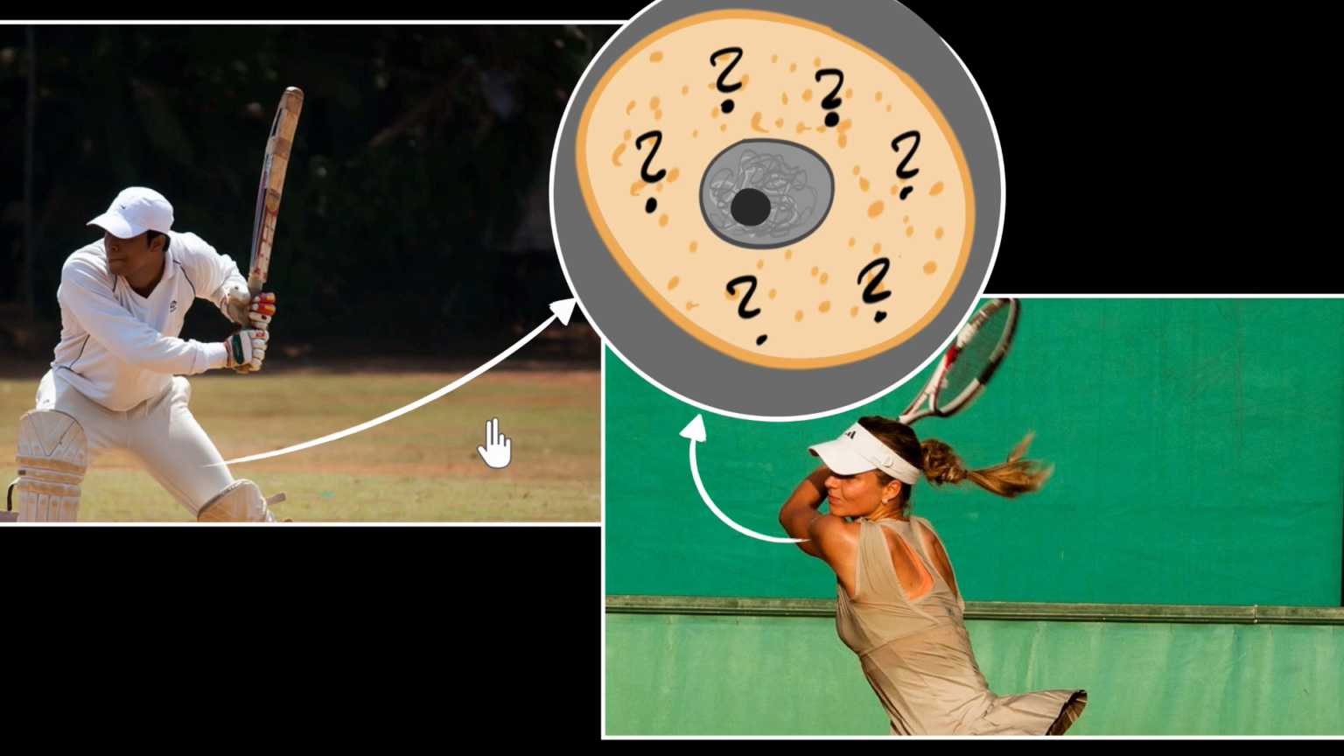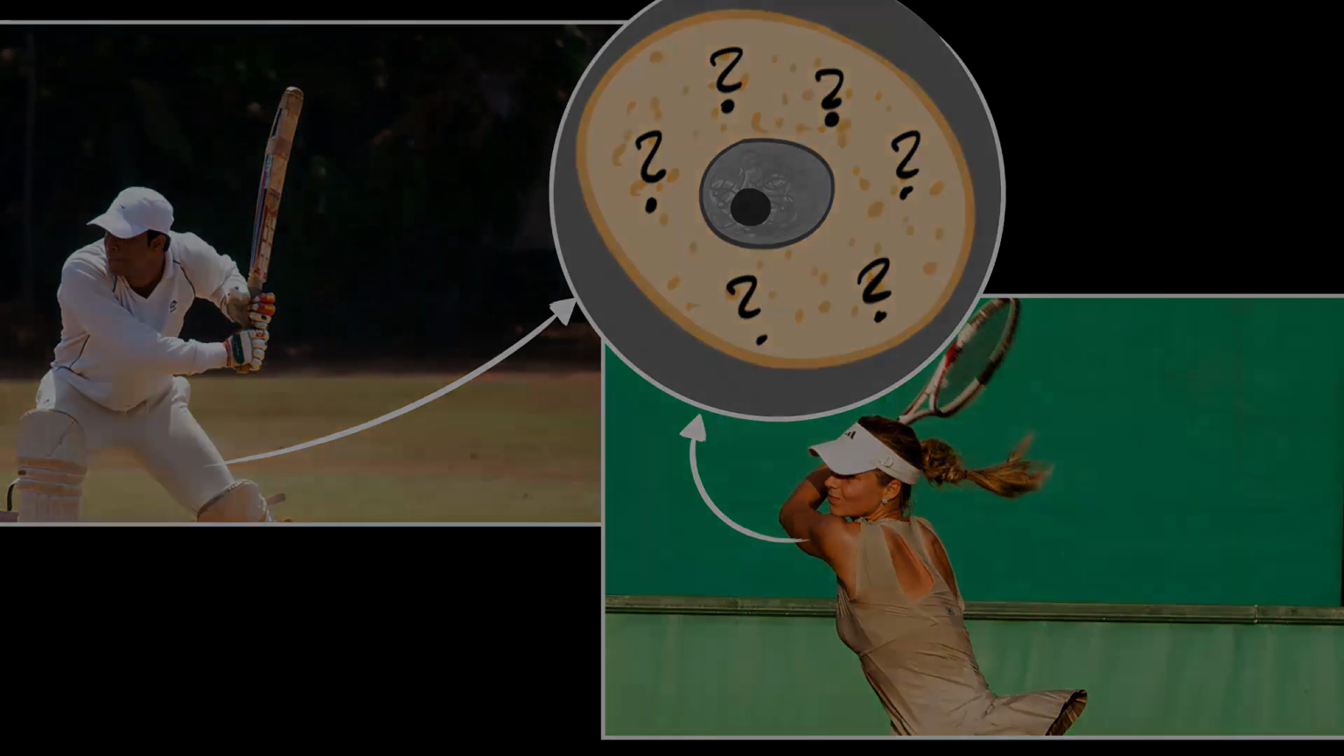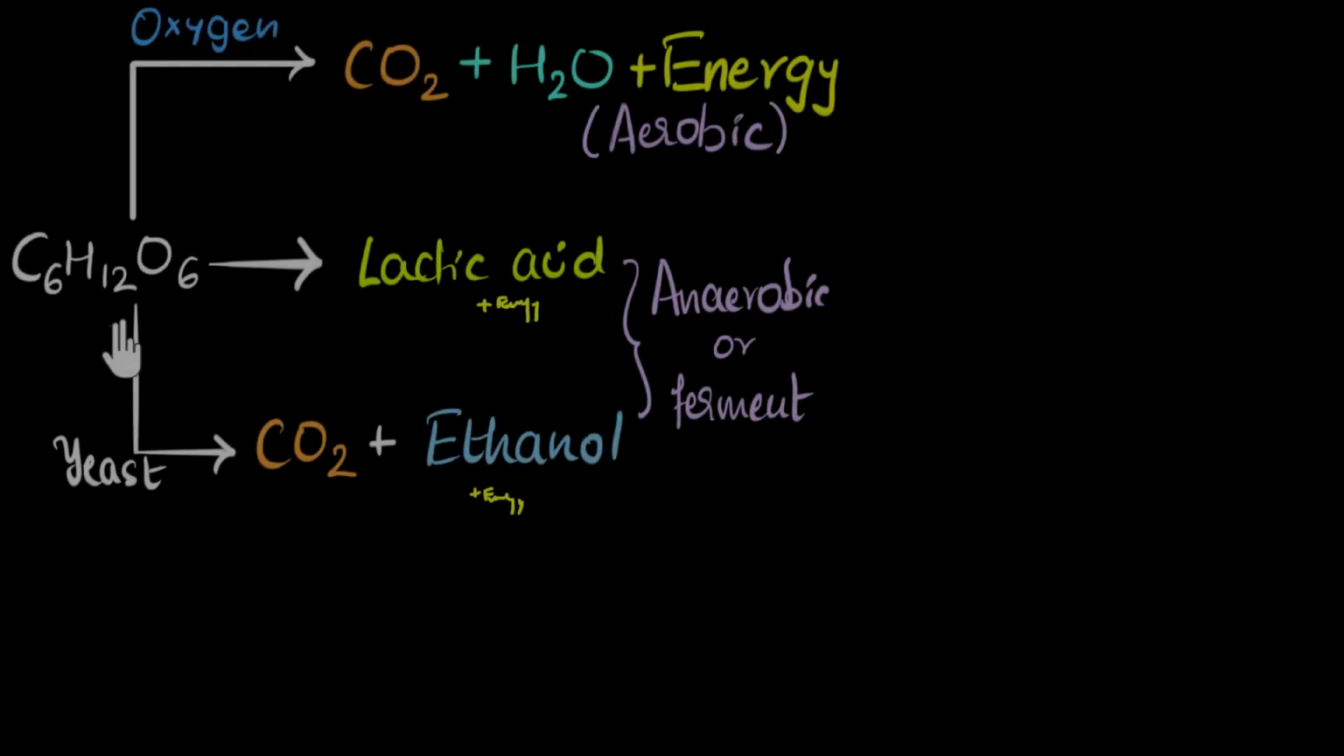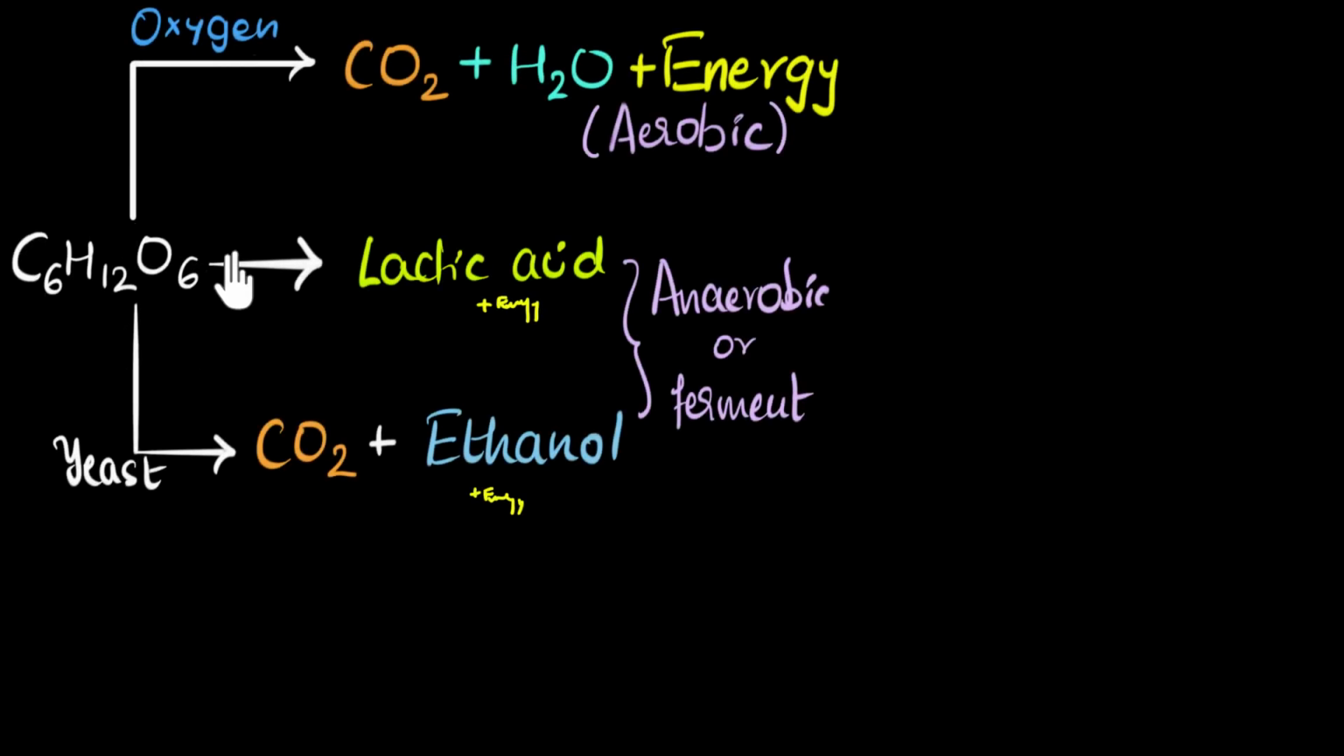To answer this question, we need to find out exactly where inside the cell respiration takes place. Why? Because it's the respiration that gives us energy. Now, in a previous video, we've seen how cells can take glucose and break it apart to give us energy, which is called respiration, right? And this can be done in the presence of oxygen, which gives us a lot of energy. We call this aerobic. And it can be done in the absence of oxygen too, where we get a little bit of energy. This is called anaerobic respiration or fermentation.